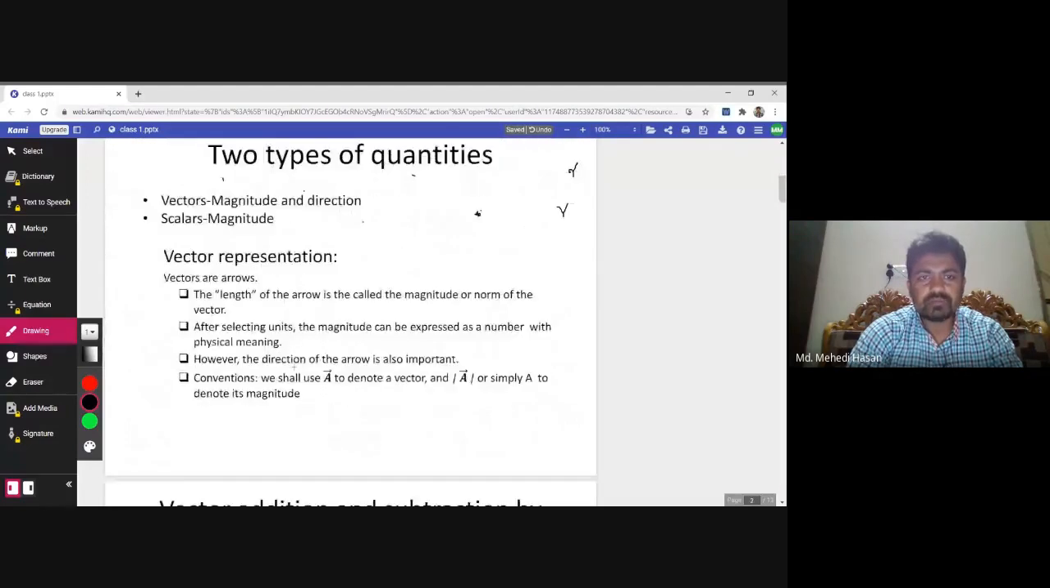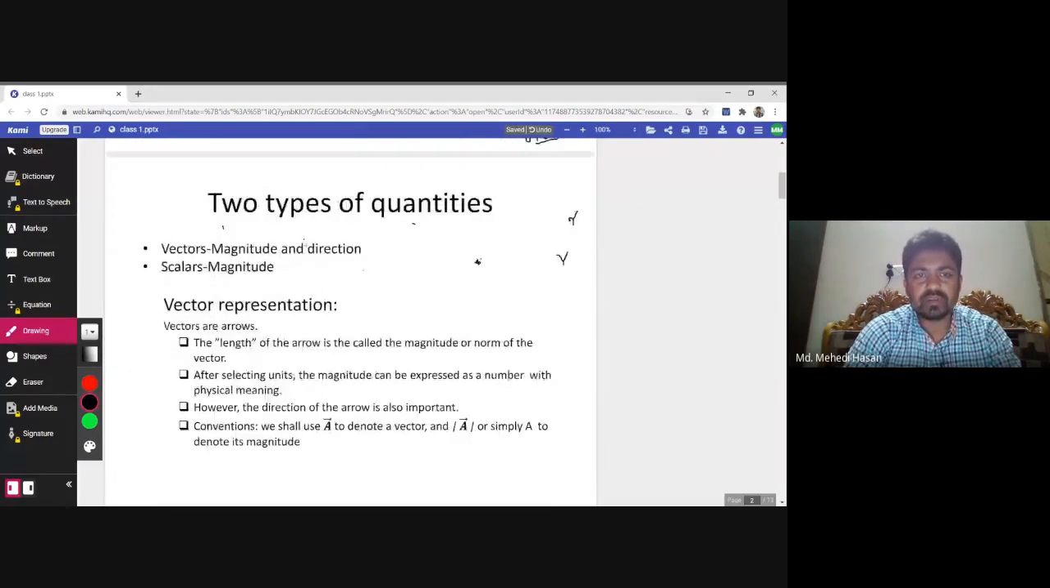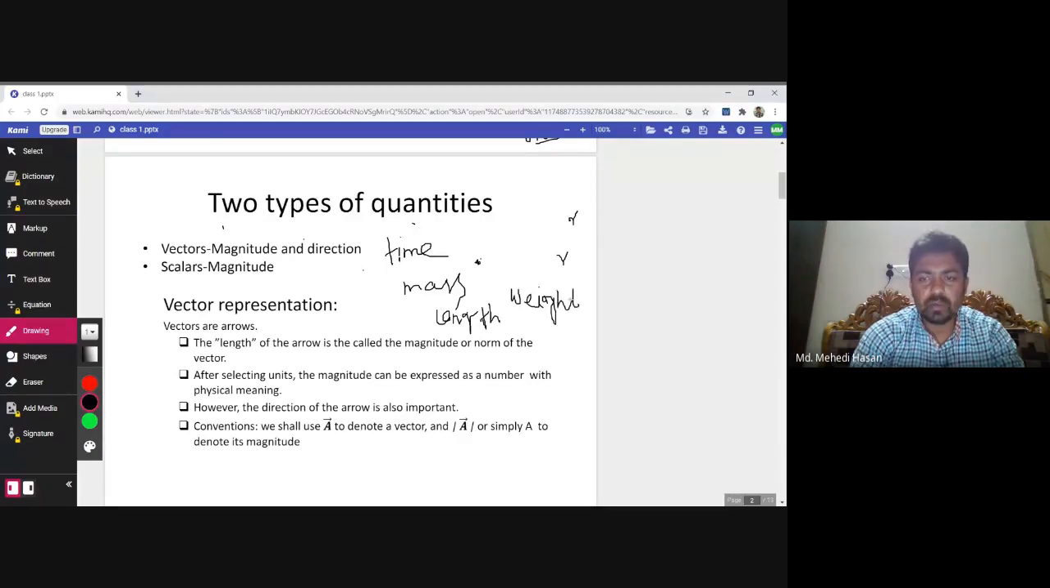Now let's go to the second segment of the video. The second segment was about quantities. In our daily life, we have to use some quantities for measurement of something, for example, time, or mass of an object, or length, or weight. All are quantities. We can divide these quantities into two parts.